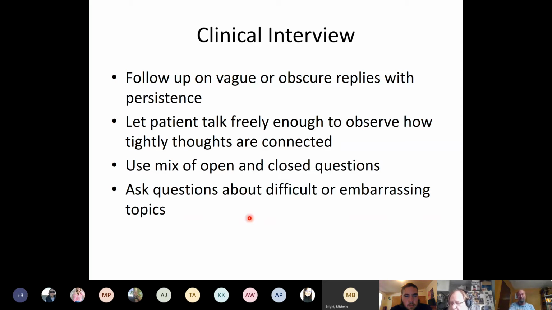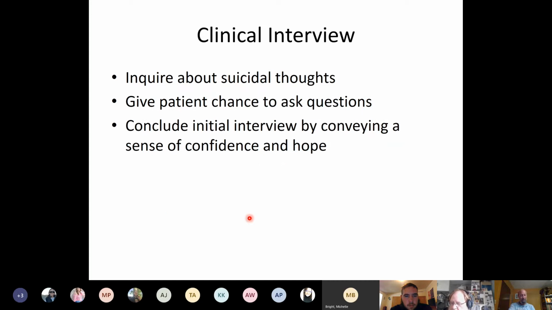And you have to ask about difficult and embarrassing things. You have to ask about suicidal ideation, auditory hallucinations, all that kind of stuff, which could be uncomfortable at first. It'll be uncomfortable at first, but you'll get over it. Suicidal thoughts, and then let them ask questions. Okay, do they have any questions for you? And that can go on.